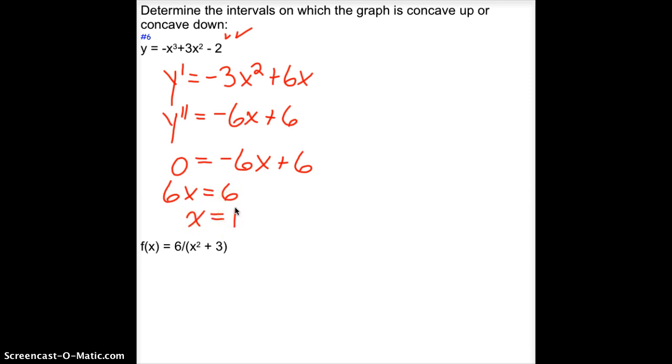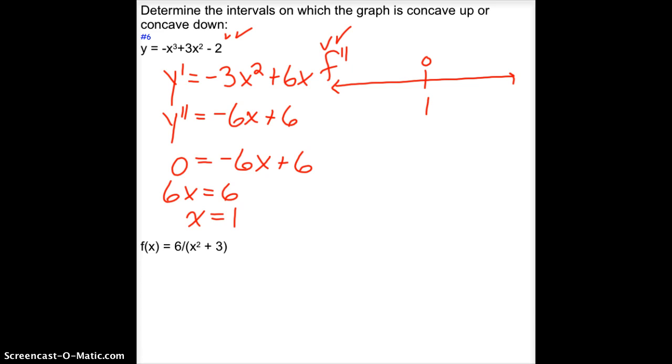So now I'm going to run my concavity test. I'm going to check in the second derivative. I've got 1 giving me a second derivative of 0. And what I'm going to do is test. And again, I'm testing now in the second derivative. Concavity is determined by the second derivative. Relative mins and maxes are determined by the first derivative. Increasing and decreasing are determined by the first derivative. But the concavity test says, go test these intervals.